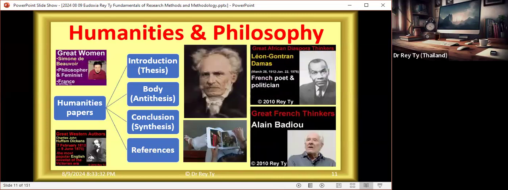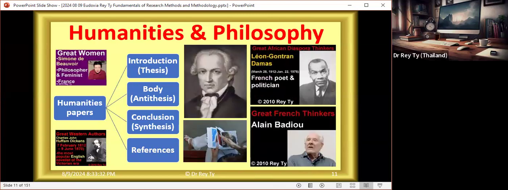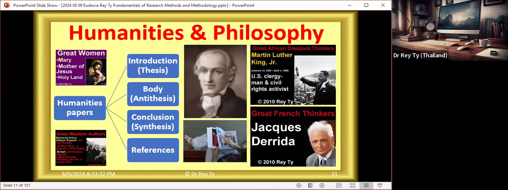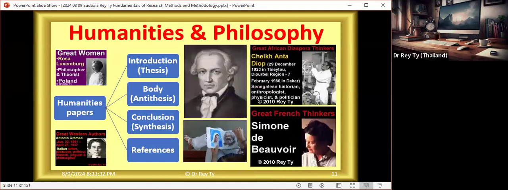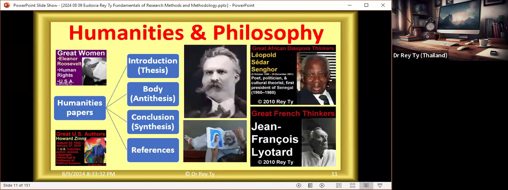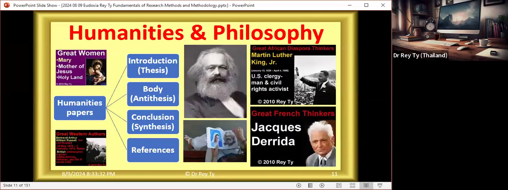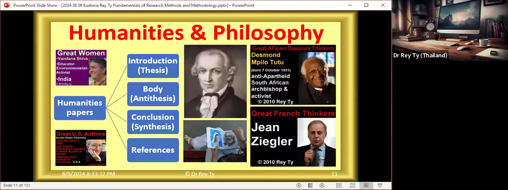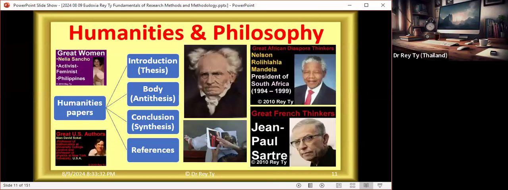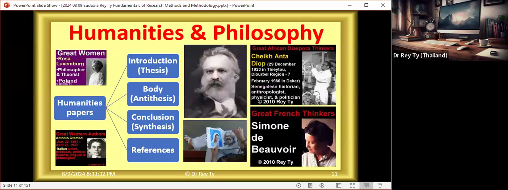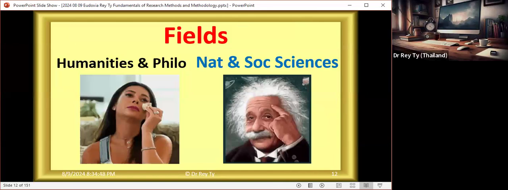Their way of writing is very simple. You have an introduction. Very importantly, you have a thesis statement. Sometimes they call it central thesis, sometimes thesis, sometimes thesis statement. Then you have the body. It could be 2, 3, 4, 5, 6, 7, 8, 9 chapters. And then you have a conclusion. Oftentimes the structure is argument, counter-argument, and a new knowledge that you develop at the end. So that is the structure when you write papers in the humanities and philosophy.